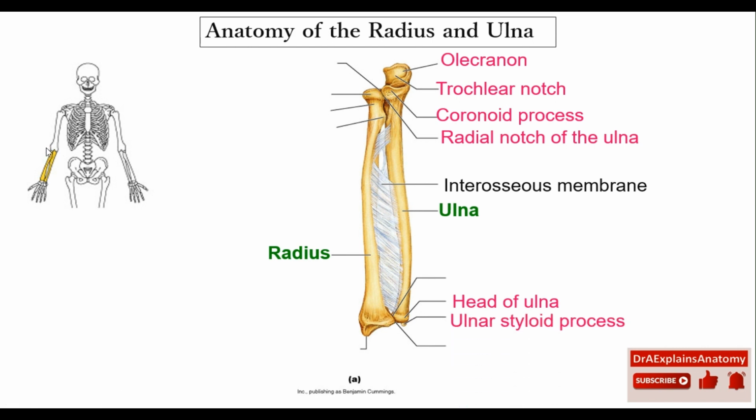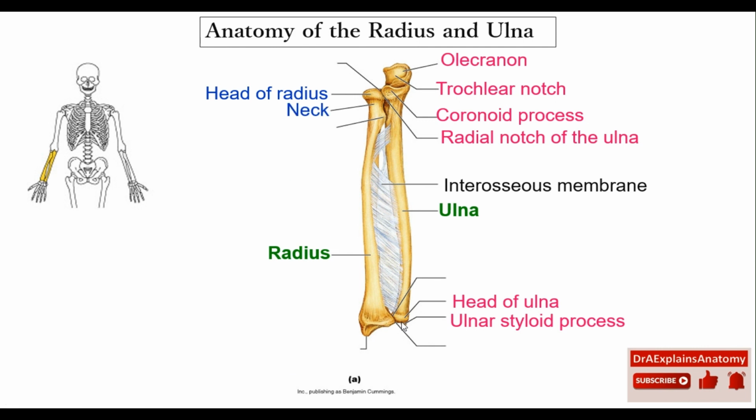And this right here is the ulnar styloid process. So this is the styloid process of the ulna. Moving to the structures on the radius, we will label them in blue. This is the head of the radius. So notice that the head of the radius is toward the elbow joint, whereas the head of the ulna is toward the wrist joint.